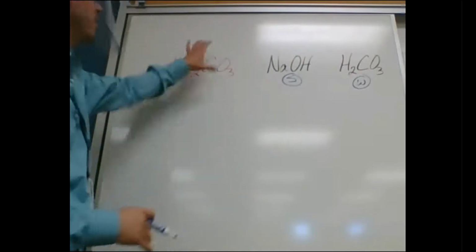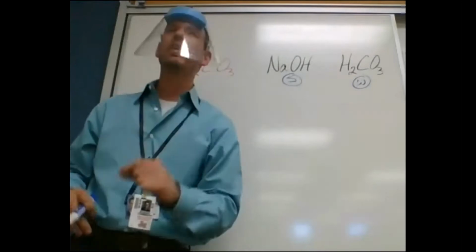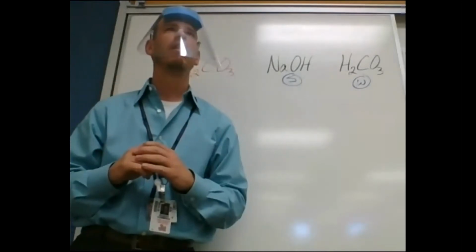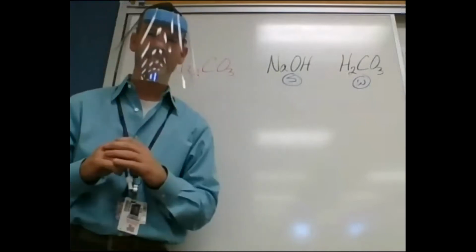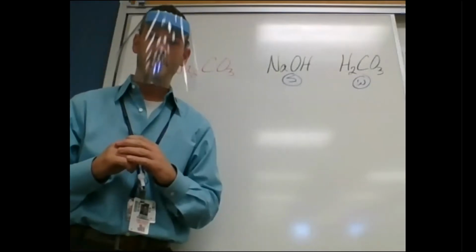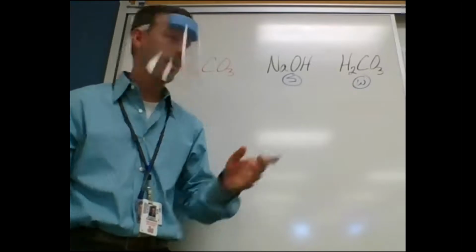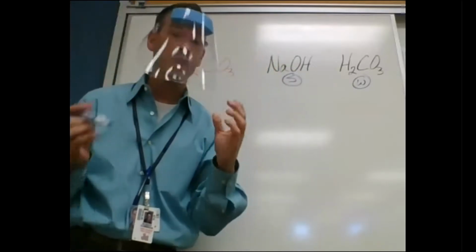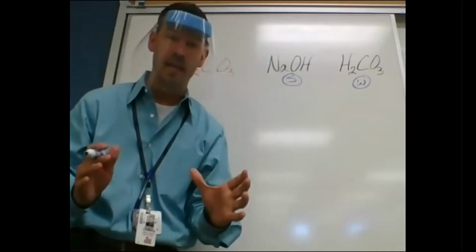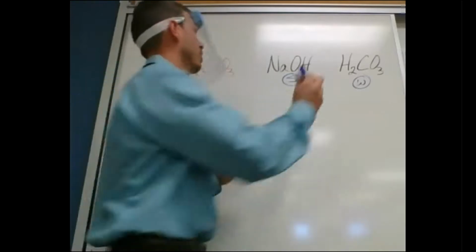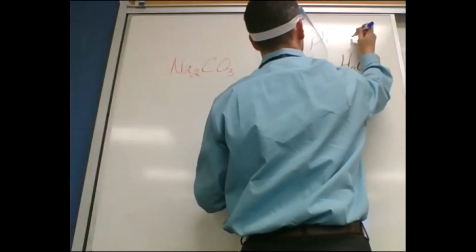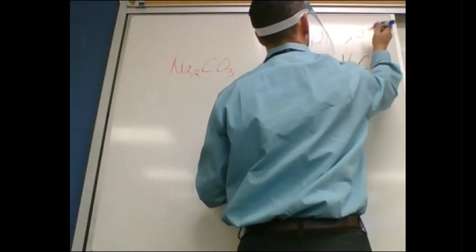So if you added this salt to water, would you expect the pH of the water to go up or down? Ooh, they disagreed. Up. Because who won? The base. The base won, so I should be building a basic environment, and according to pH, the pH would need to be greater than 7.